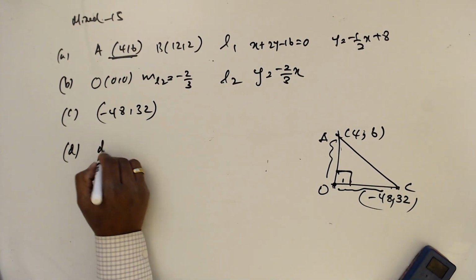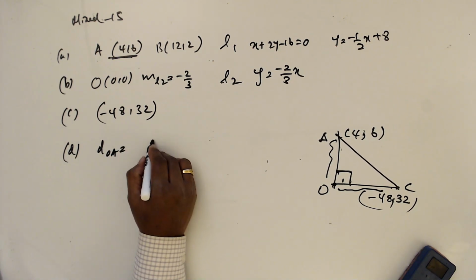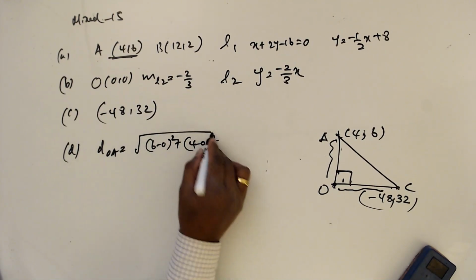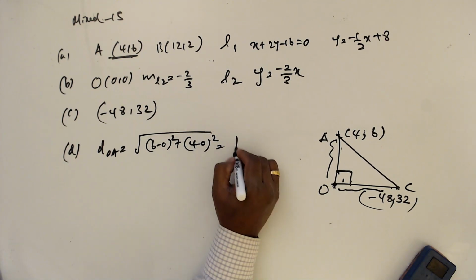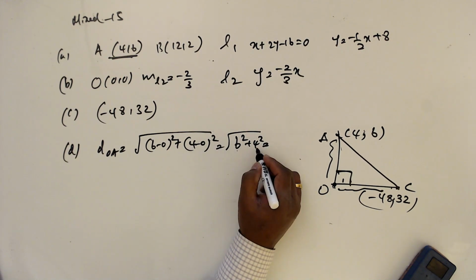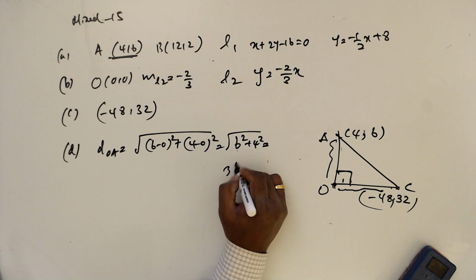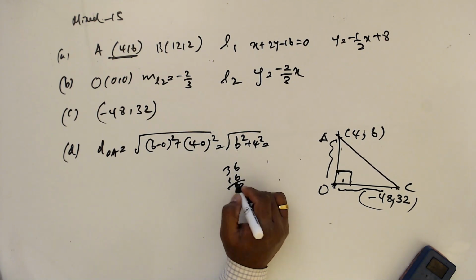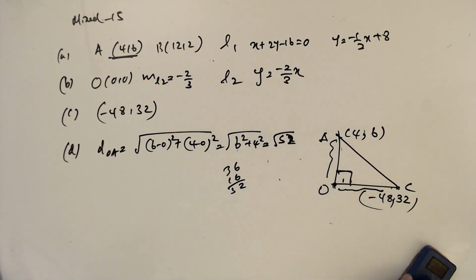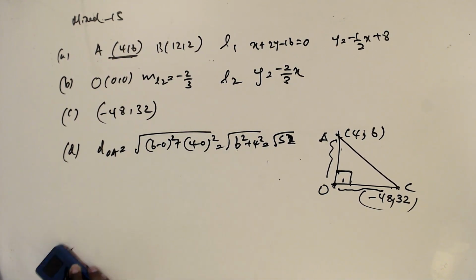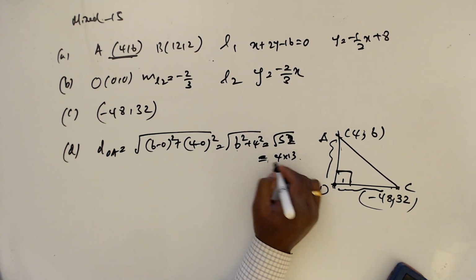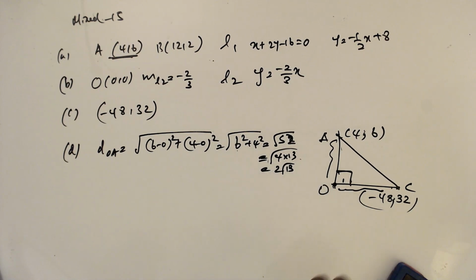Now the distance of OA is the square root of (6 minus 0) squared plus (4 minus 0) squared. I apply the distance formula. So this is going to be 36 plus 16, which is 52. Square root of 52. You can write 4 times 13, which is 2 square root 13 in another way.